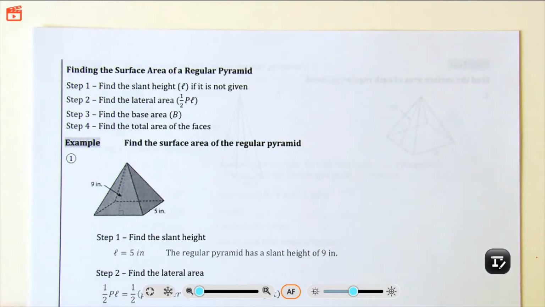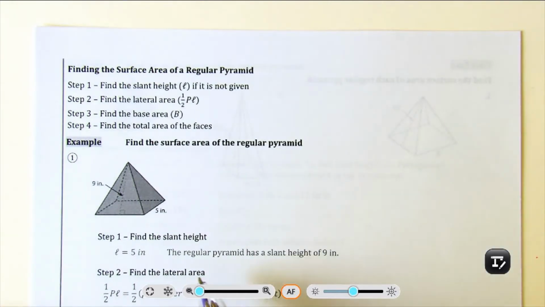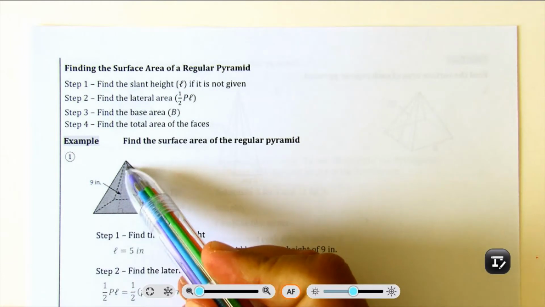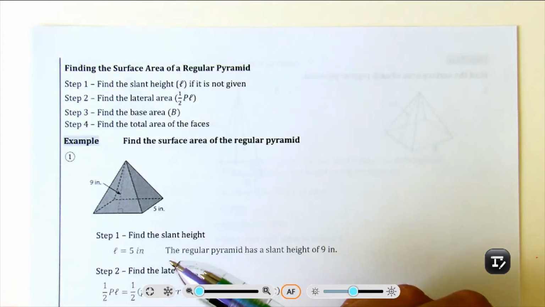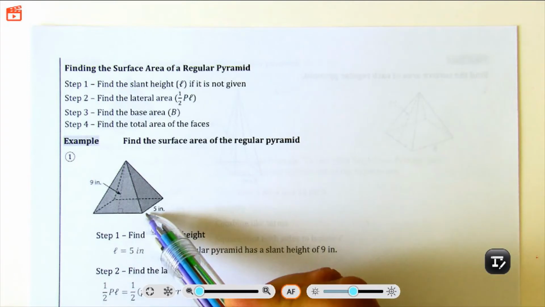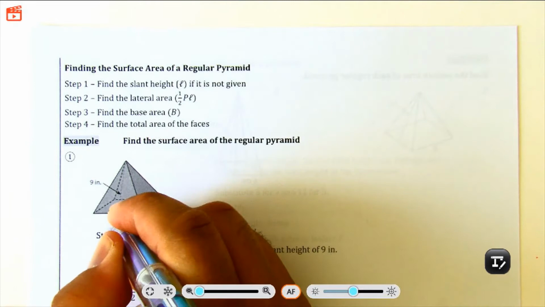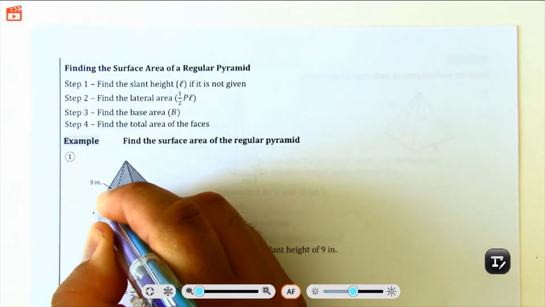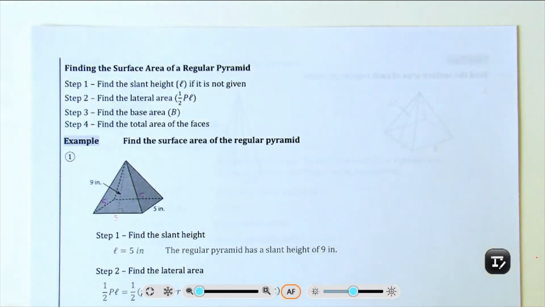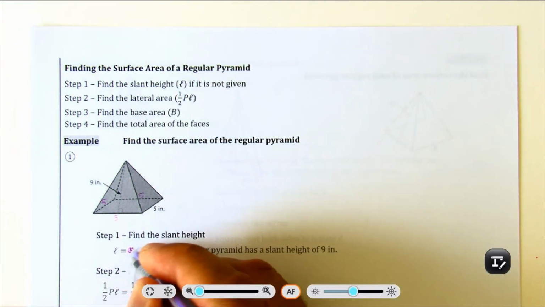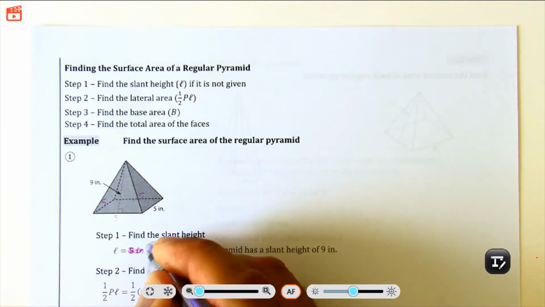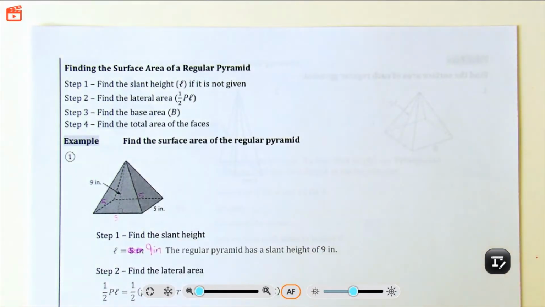Okay, so in this example, we have a pyramid with a slant height of 9, and we have a side of 5. Because this is a square pyramid, that means that this side is 5, this side is 5, and this side is 5. So there's actually a typo here. This is supposed to be 9 inches. The slant height is 9 inches. That's step 1.